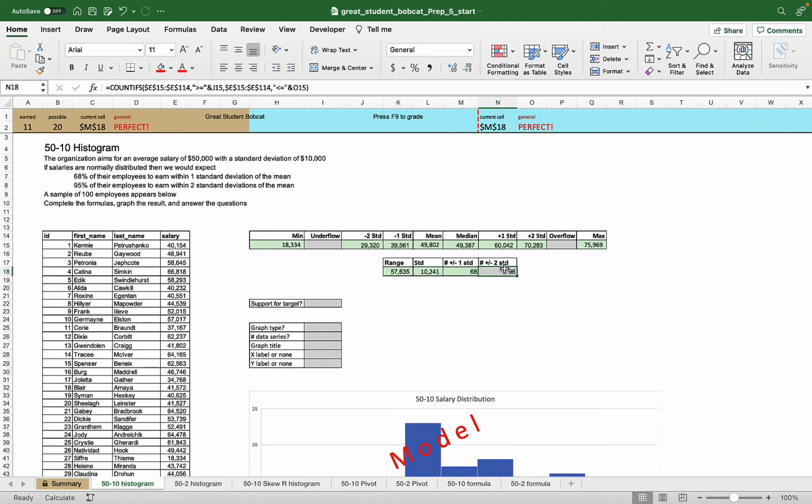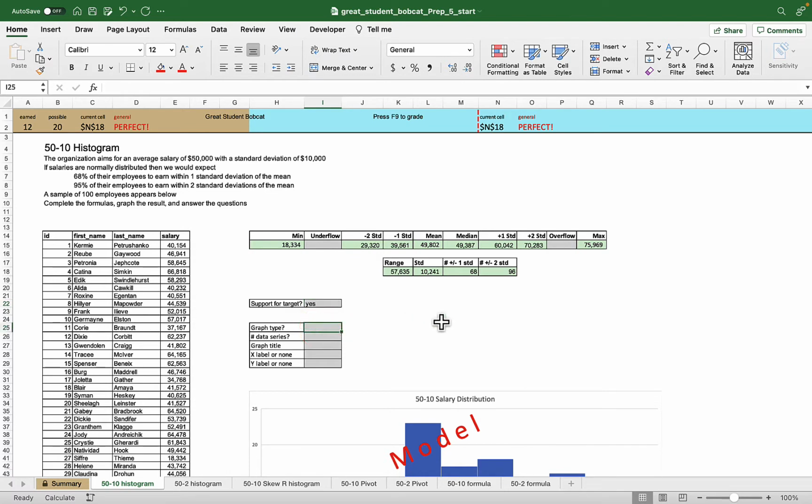Grade that. All right, so we get 96, and we were expecting 95%, so we got 96 out of 100, or 96%, so that's really close. So the empirical rule held. All right, I'm going to come to this underflow and overflow in a second. We'll get there. Relax. All right, so the first question is: is there support for this target? Because that was their target, what they aimed for. And the answer is yes.